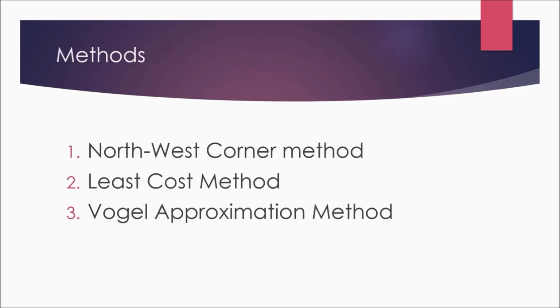In order to determine the initial basic feasible solutions for a transportation problem, there are three different methods. The difference among these three methods is the quality of the initial basic feasible solution they produce. The northwest corner method is easier, quick, and does not involve too much computation.